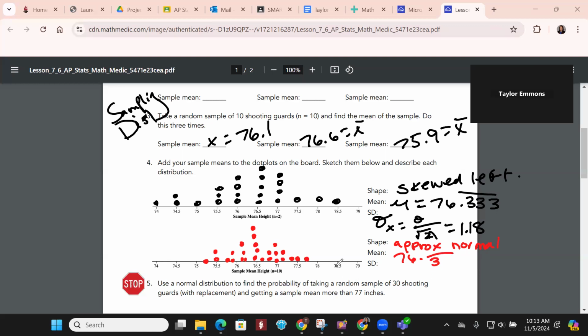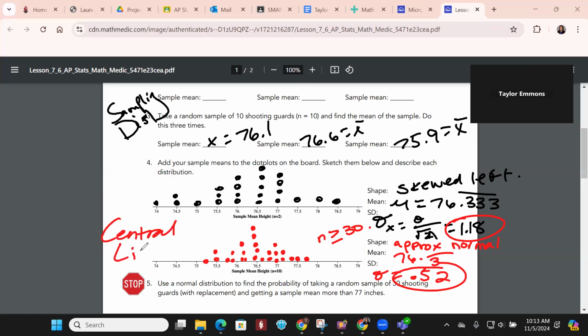But our sigma is going to be a little bit different. And that's because the square root of 10 is going to make that 0.52. So we went from 1.18 to 0.52. Notice how our standard deviation is closer to it. So to be safe, we would use n greater than 30. That'll really help us make sure that we're getting closer and closer to the actual true standard deviation and mean, right? This is what we call the central limit theorem. Okay, we'll talk more about that in just a second.